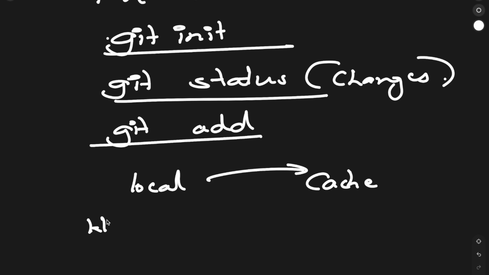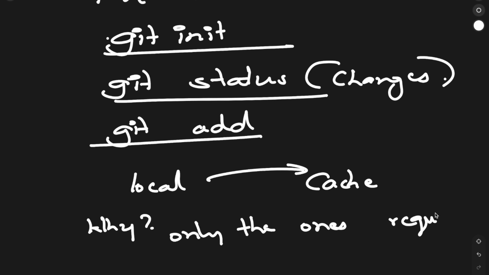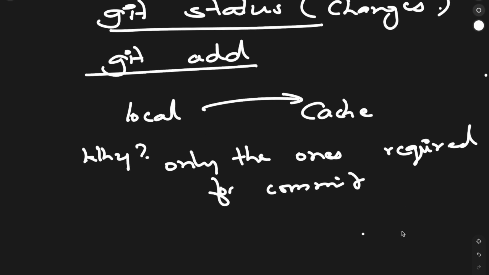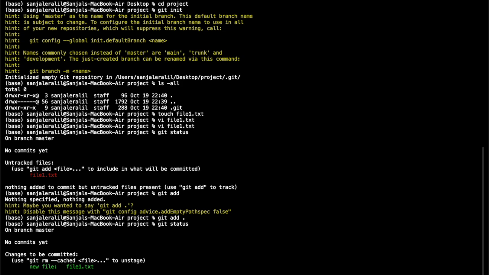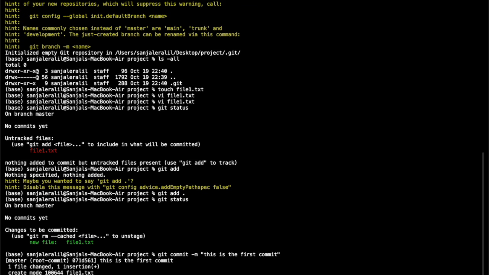So why git add? So git add actually takes in the file or the changes in the file from local to a cache before committing it into the main branch. So why is this needed? Because although there might be many files that have undergone changes, you sometimes require only certain files to be committed because the other ones are not ready for the commit. That is why git add command is used to load the files into the cache.